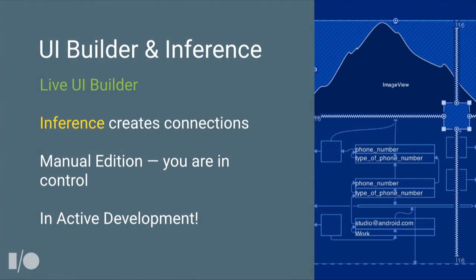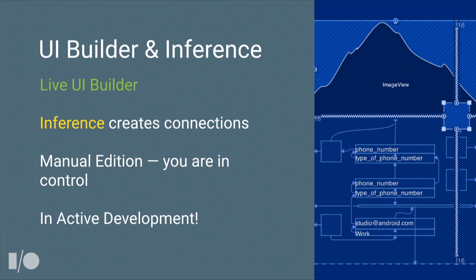On the UI builder, as you saw, the UI builder is kind of live, trying to automatically react to your actions, to help you, to give you some guidance. And you can use the inference to create connections to really save you time. But you still have the manual edition. You can still go back and just edit things. And same as the constraint layout itself, it's in active development. It's the same team that works on both, which is why they are really well integrated together. So all of that I said for the constraint layout also applies definitely for the UI builder.